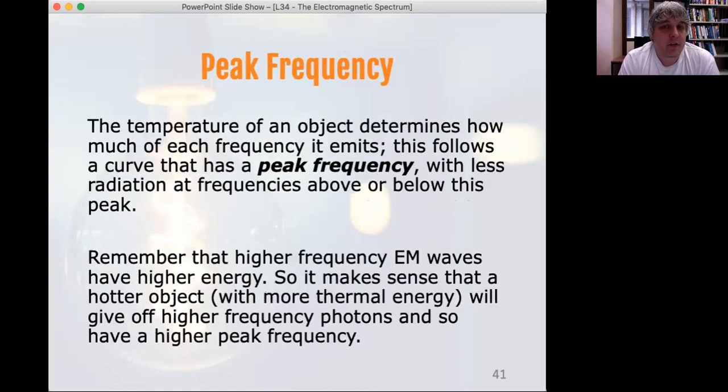The exact temperature it is will determine its peak frequency. So there will be some frequency that it gives most of compared to all the others. It still gives a big, huge range of different frequencies, but there'll be a frequency which it gives most of, and less either side.